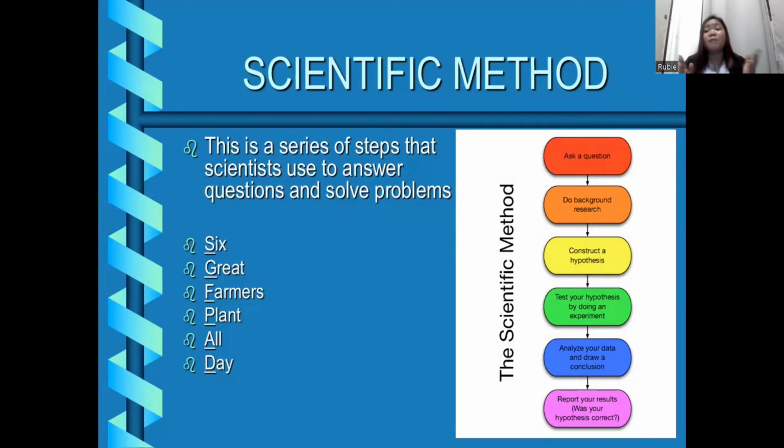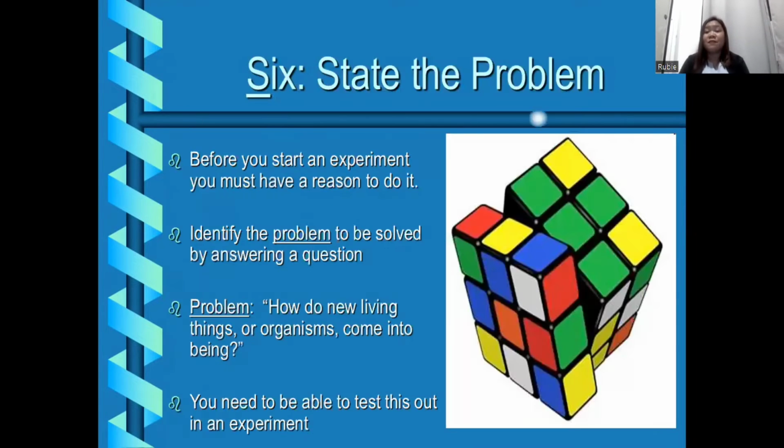So the scientific method is a series of steps that scientists use to answer questions and solve problems. There are 6 steps in the scientific method. Again, what are those? 6 great farmers plant all day. Getting the initials of each word will also give us the steps in the scientific method. So let's start with S. The first step in the scientific method is state the problem.